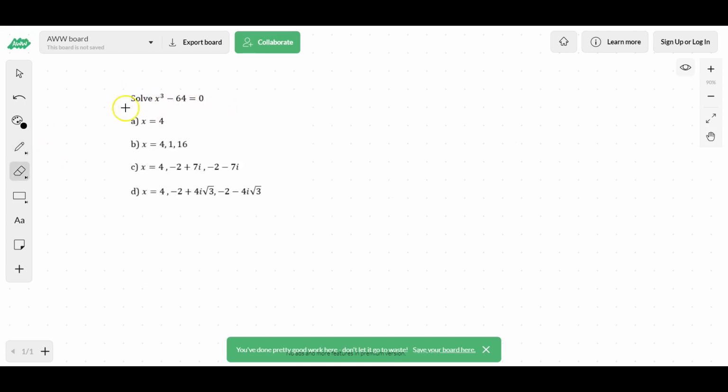Okay, so for this problem, the very first thing you should do is look how many answers it should have, which this little 3 is the hint. So it should have 3 answers. So right off the bat, A is not correct because it doesn't have 3 answers. That's why all the rest of these have 3 answers. Now let's go through and solve it to make sure which one's the correct one. The first thing we're going to do to solve it is we're just going to solve it like normal. So we're going to add 64 to both sides.